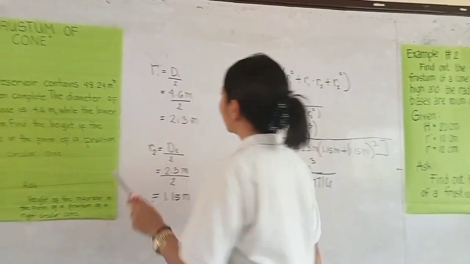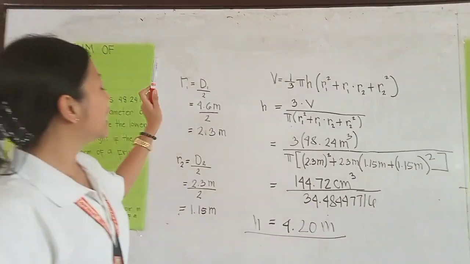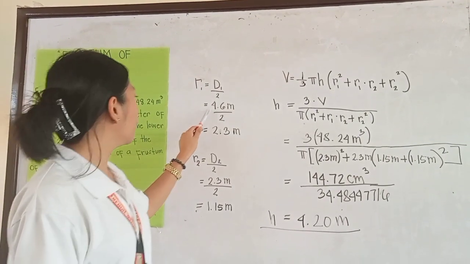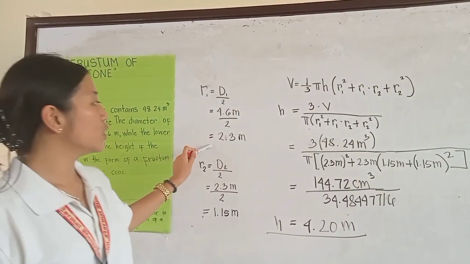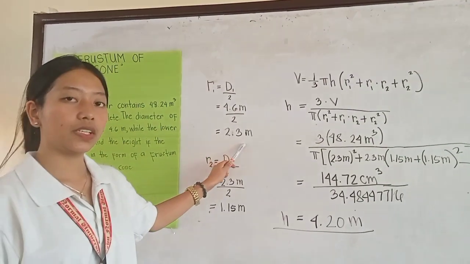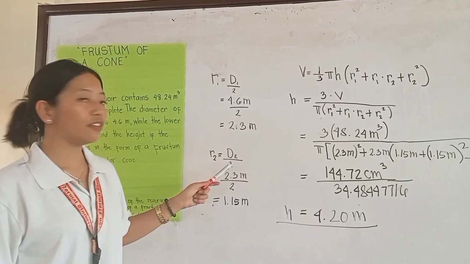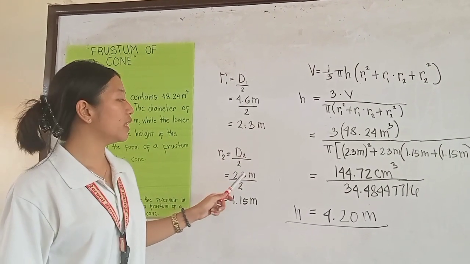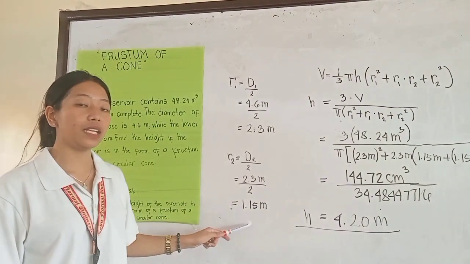So first, we will find radius 1, which is diameter 1 divided by 2. So it is equal to 4.6 meters divided by 2, which is 2.3 meters. For radius 2, we have diameter 2 divided by 2, which is 2.3 meters divided by 2, and that is equal to 1.15 meters.